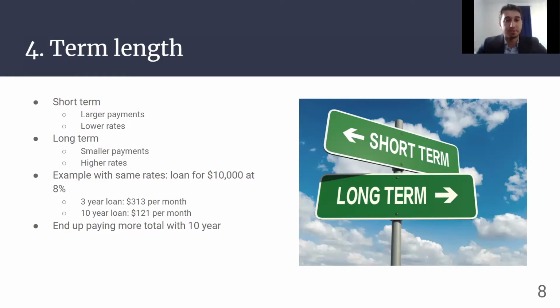To illustrate the difference in just the payments, let's look at a loan for $10,000 at 8%. If you take out a 3-year loan, you're going to be paying $313 per month. And if you take out a 10-year loan, it's $121 per month. It's important to know, though, that the 10-year loan ends up paying a lot more in total. This choice that you have really depends on your budget and what you're comfortable with paying, whether you can do the higher monthly or the lower monthly over a longer term.